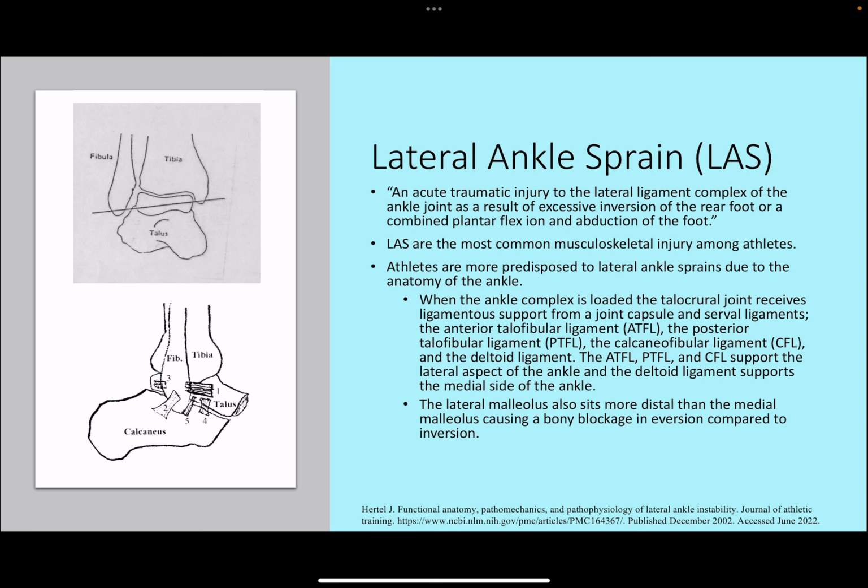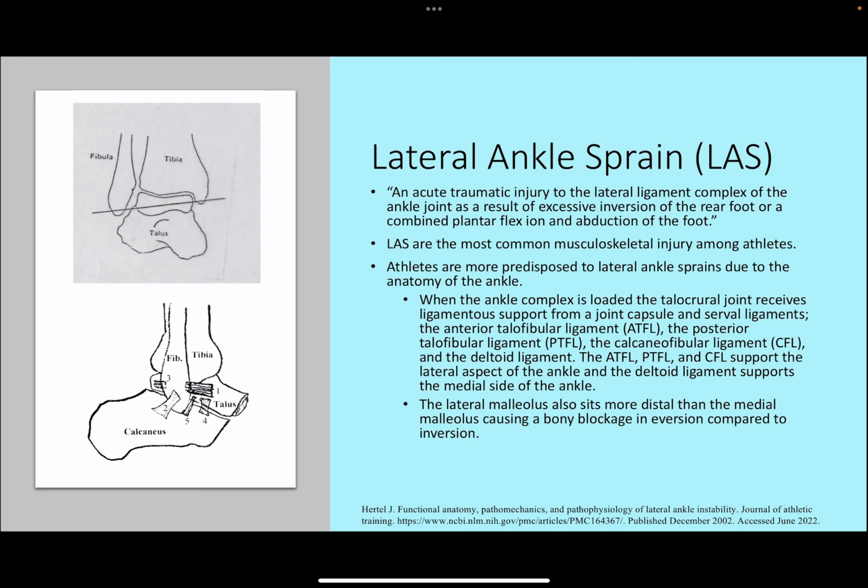A lateral ankle sprain is an acute traumatic injury to the lateral ligament complex of the ankle joint as a result of excessive inversion of the rear foot or combined plantar flexion and abduction of the foot. They are the most common musculoskeletal injury among athletes, and this is because of the anatomy of the ankle.